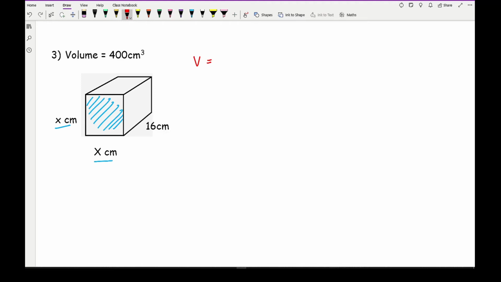So here I've got the volume equals the length times the width times the height. Now in this I know that the volume is 400, the length I'm just going to say is 16, and the width is x, and the height is x. So what have I got? Well, I've got 400 equals 16 times x squared.